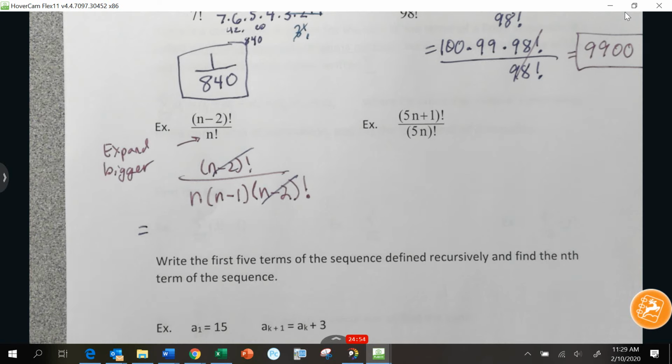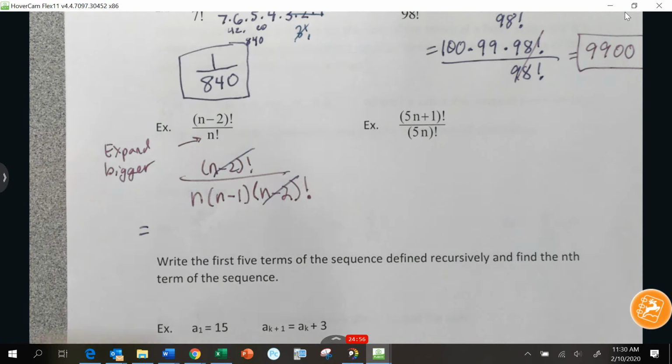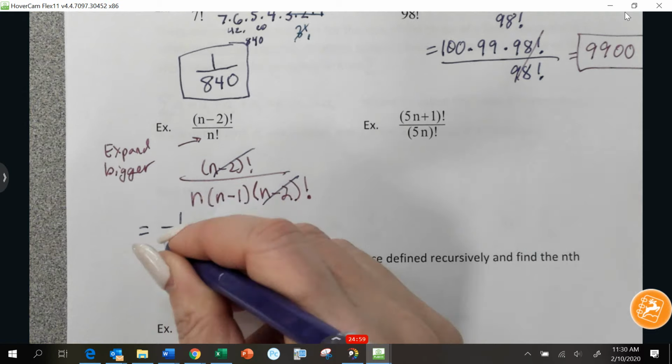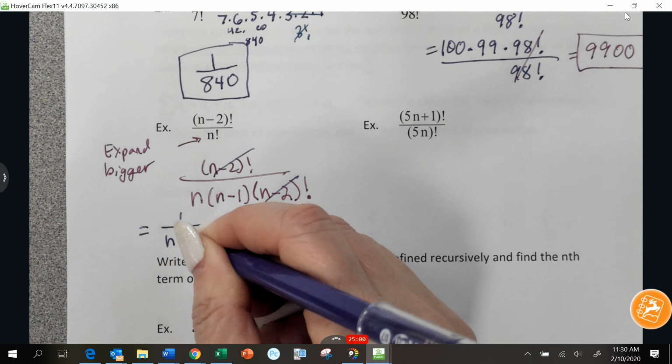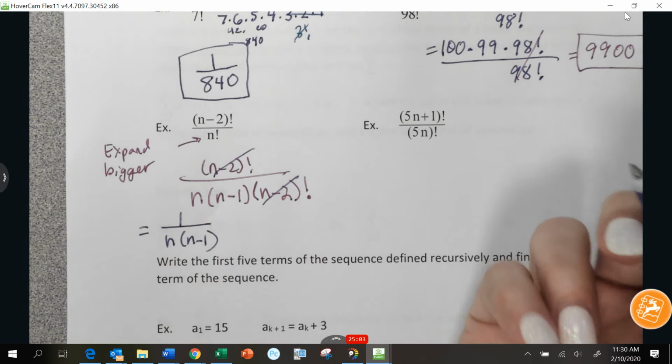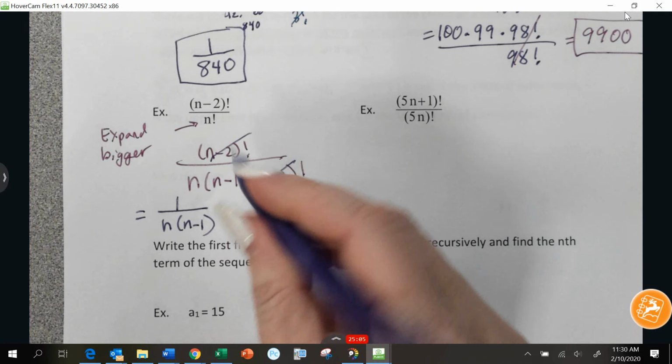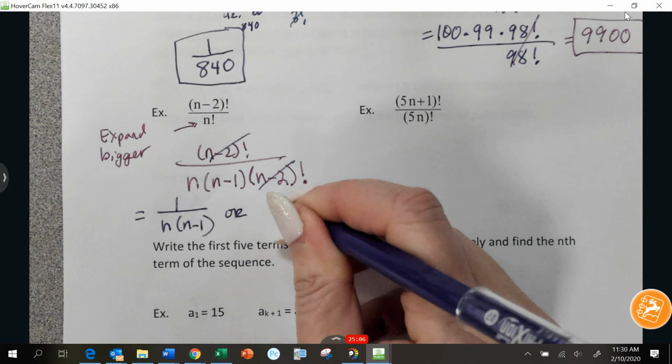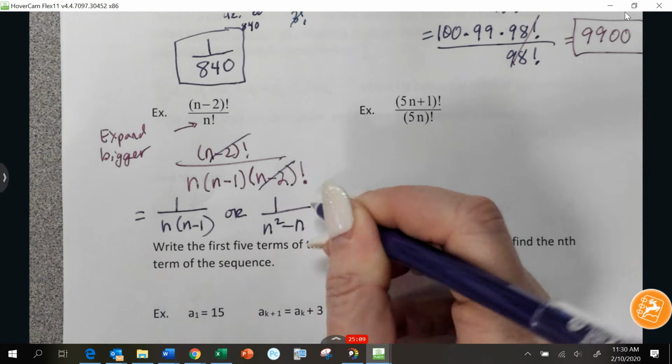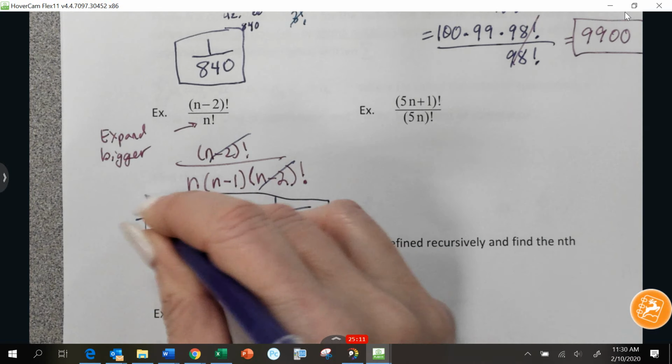Kennedy. You can either get 1 over n times n minus 1, or if you multiply it out, 1 over n squared minus n. Either of those would be fine. Okay.